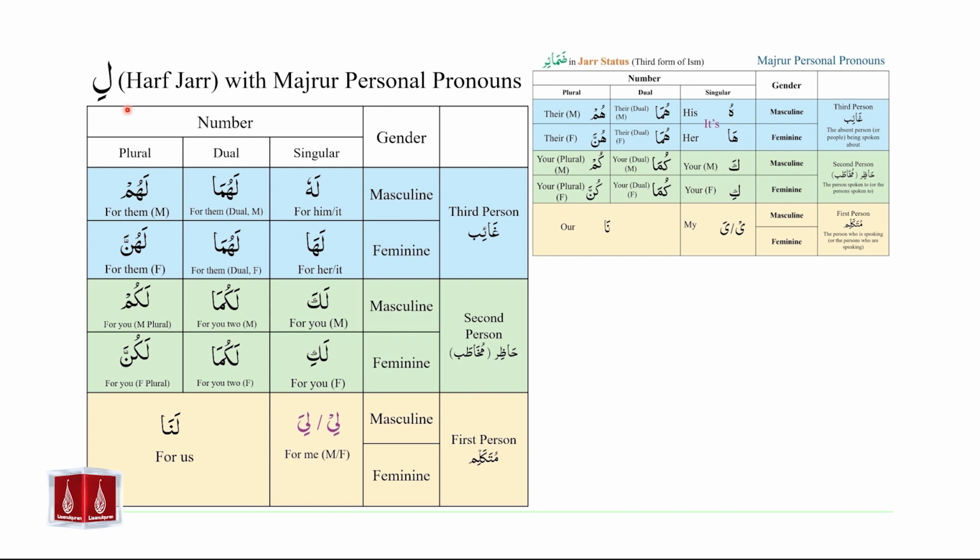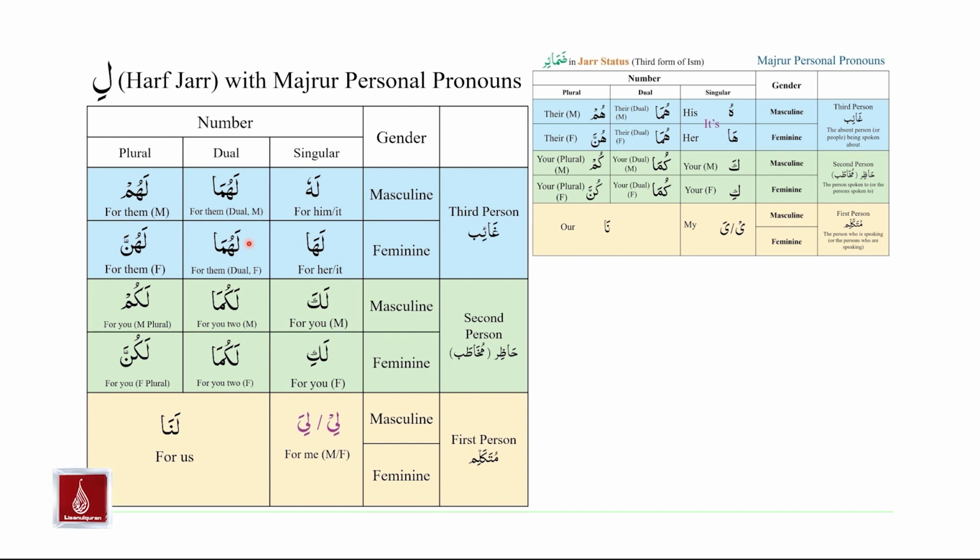Let us do some practice of Laam harf jar with Majrur personal pronouns. For the third person group, we have lahu, which means for him or for it. Lahuma, for them. Lahum, for them, referring to plural and masculine. Laha, for her or for it. Lahuma, for them, referring to dual and feminine. Lahunna, referring to feminine and plural.